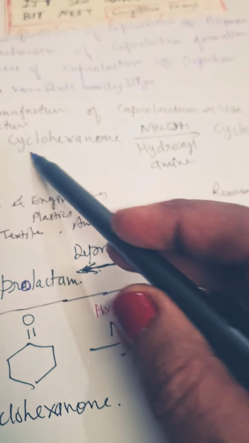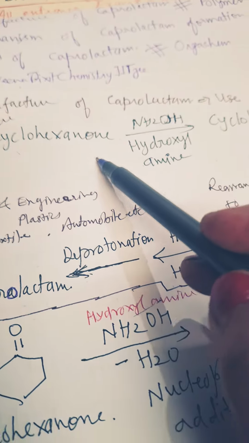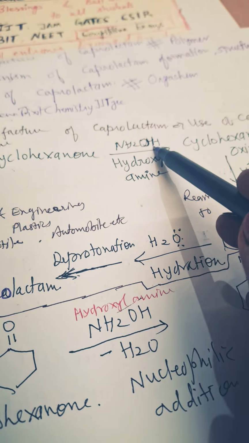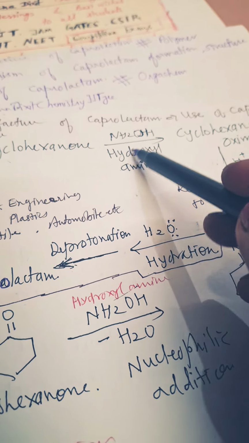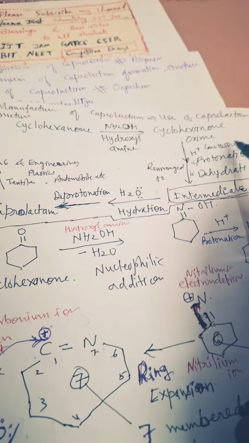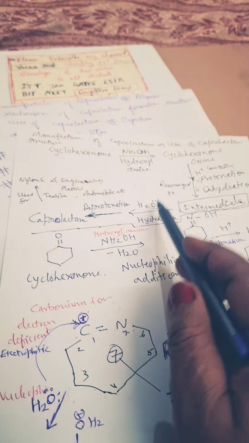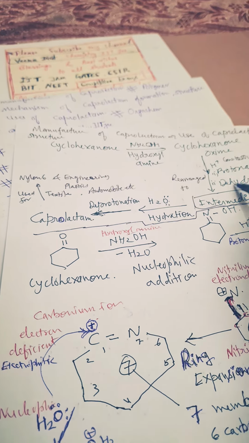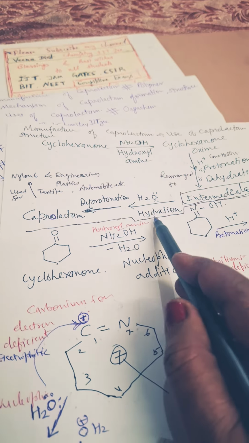Now here we see cyclohexanone, we are manufacturing it. When cyclohexanone reacts with hydroxylamine, nucleophilic addition takes place. We will get cyclohexanone oxime, and then protonation by concentrated H2SO4, followed by dehydration takes place. So an intermediate is obtained, which on dehydration, and here hydration will be there. So the reverse reaction is going on. Here hydration and the protonation will give you caprolactam.